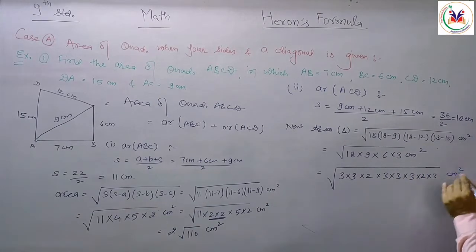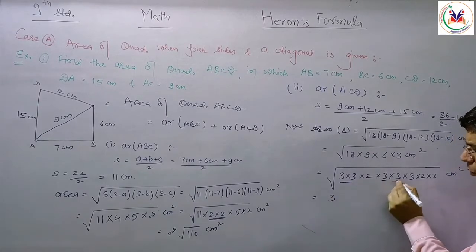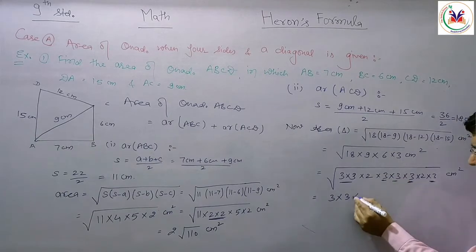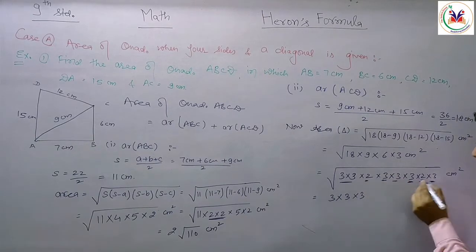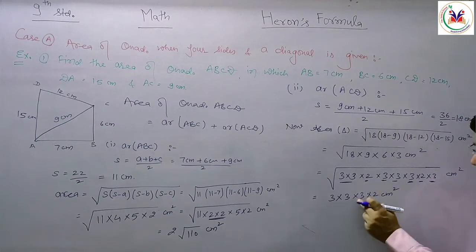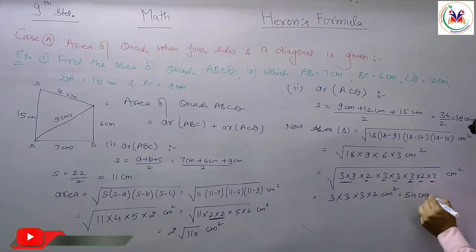Now we should find pairs. That means the pair of 3s, 2 times, should be taken outside. And 2 is also there, so we should write it a single time. Centimeter square. So 3 3s are 9. 9 into 3, 27. 27 into 2, 54 centimeter square.